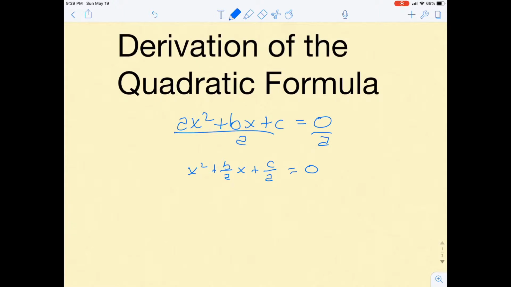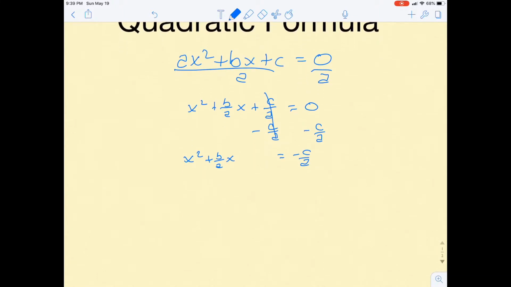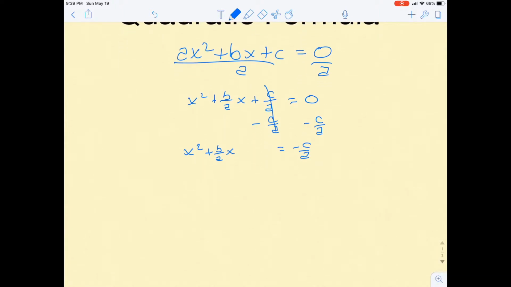At this point, I can see that my next step is going to be to move the c over a to the other side. And this is to isolate x squared plus b over a x, equaling negative c over a. Because now I'm going to begin with completing the square, which says to take the middle term and divide it by 2 and then square it.